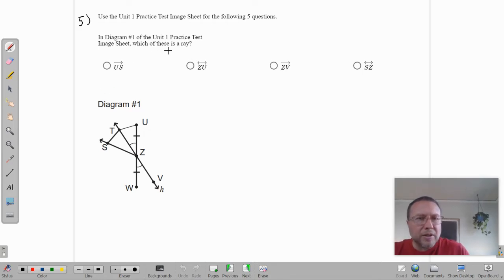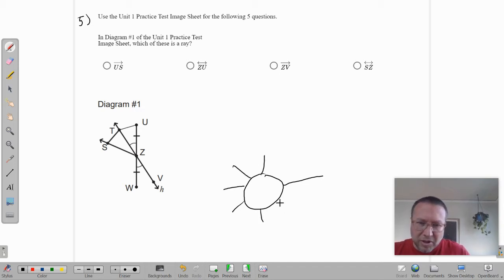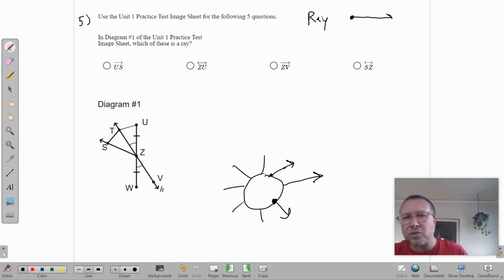Number 5 says, which of these is a ray? With ray, I always think of a sun, right? You think about when you were a kid and you drew a sun on your paper. You probably drew something that looked like this. So the idea of a ray is that it has a starting point, and then it has an arrow that goes on forever in the other direction. So that's what we're looking for: something that has a starting point, and then it goes on forever in that other direction.